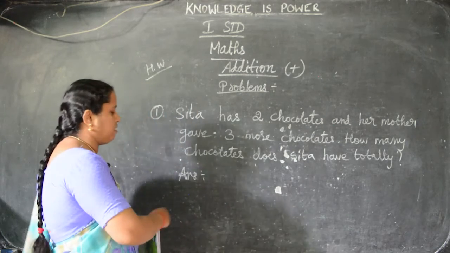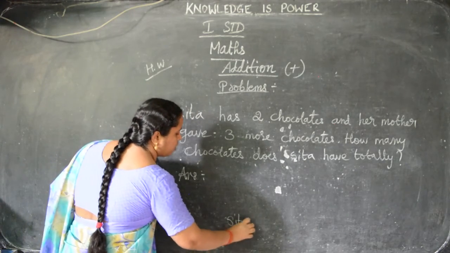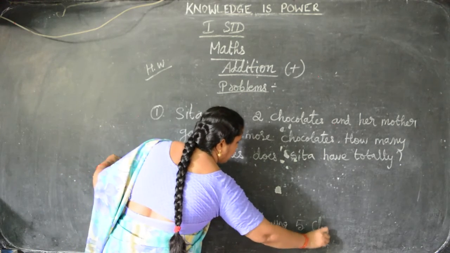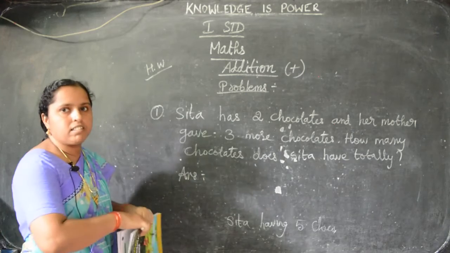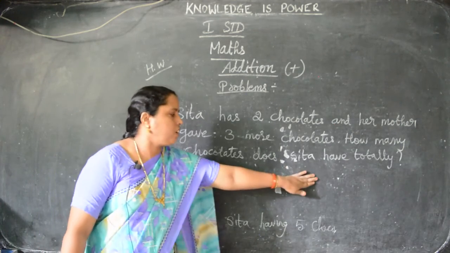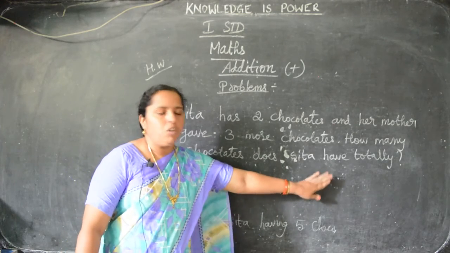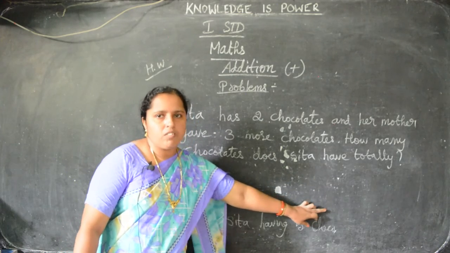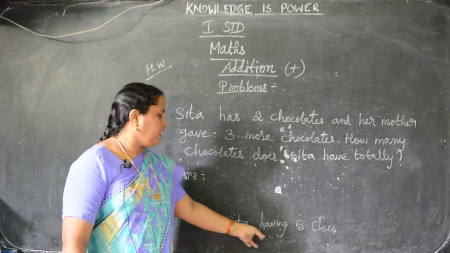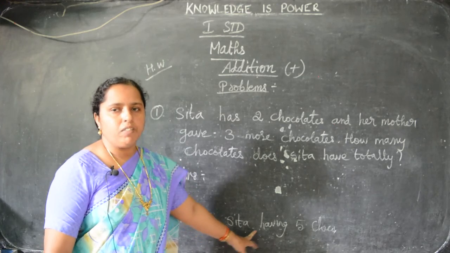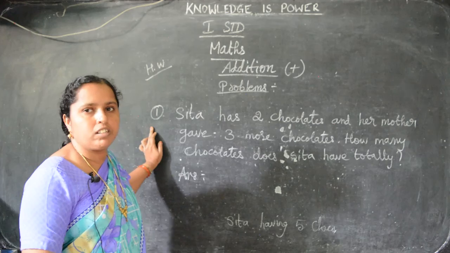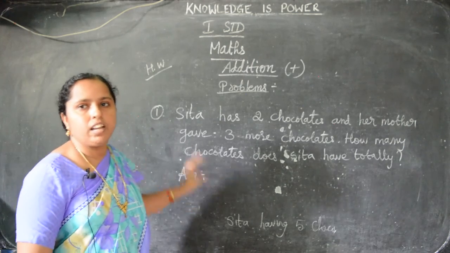She is having 5 chocolates. So you should write the answer. Sita is having, how many chocolates? 5 chocolates. Like that you should write. Okay children, this is the homework. You should do it yourself. Sita is having 2 chocolates. Mother gave her 3 chocolates. You add 2 plus 3. The answer is 5, total 5 chocolates. Finally Sita is having 5 chocolates. Do it yourself. Only one homework I gave you, children. Okay, thank you. We will see in the next class.